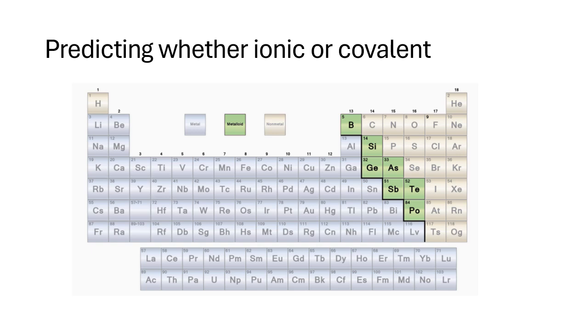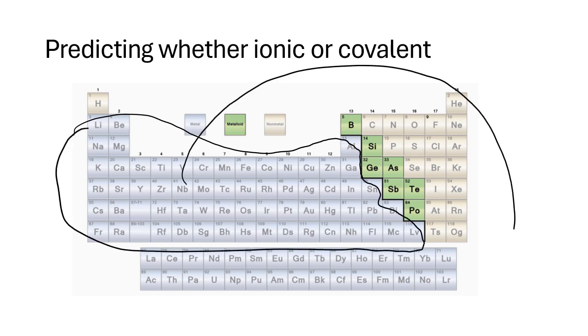So here, predicting whether it's ionic or covalent. Between one of these and one of these, it is ionic because it's ironic that two opposite things are attracted to each other. Now, in chemistry and physics, that's true, or it's not ironic, but let's just say it's people.